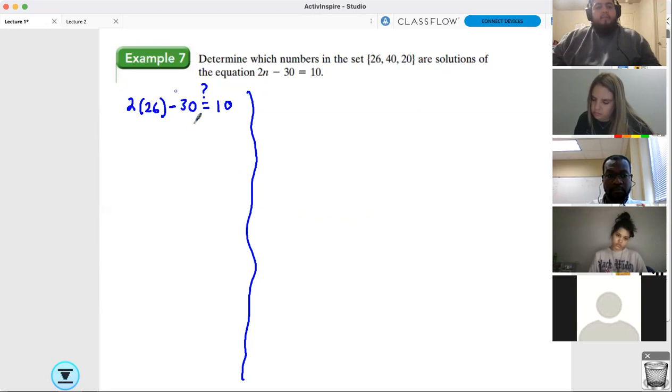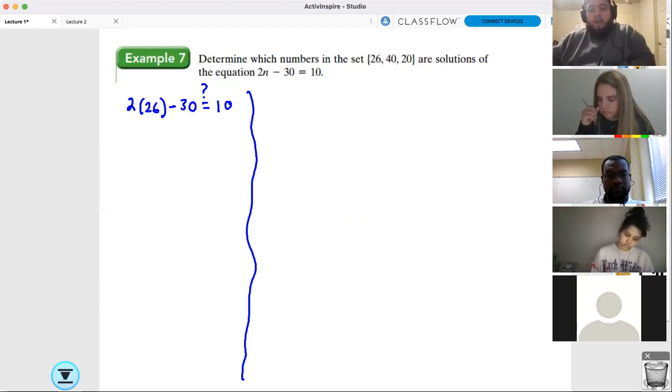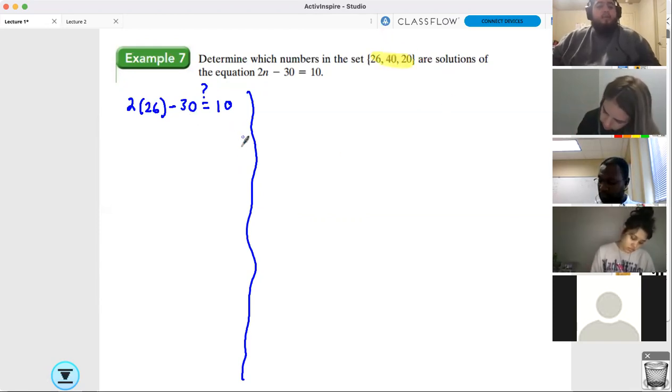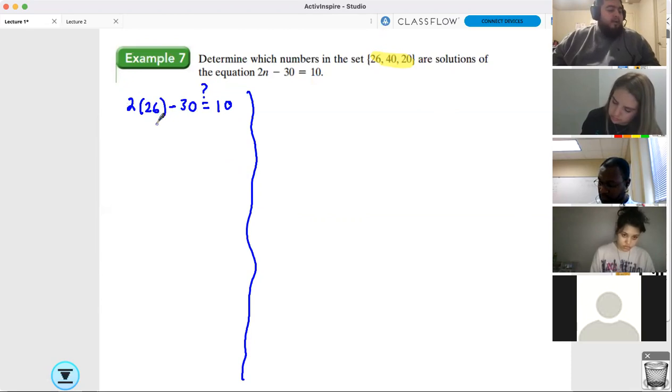All right, look at the left column. I plugged in 26, right? Because our goal is to test these three out in the equation to see if any of them are solutions. So I plugged it in for n. 2n minus 30 equals 10, question mark, because we don't know what it is. So now let's simplify this.